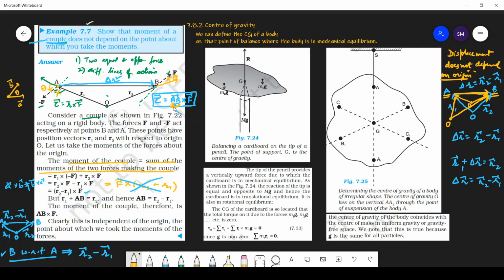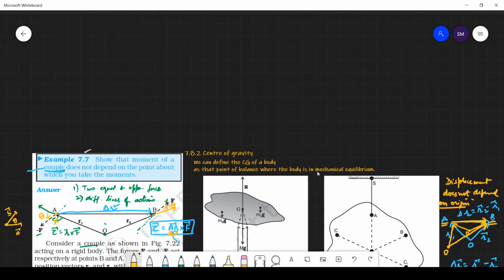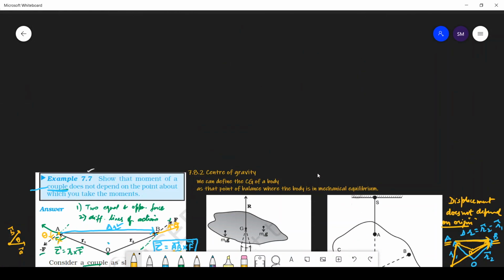Have you understood this point or not? Still you have not understood this. Yes. So if we take origin on the line of AB only, then what will be the force?